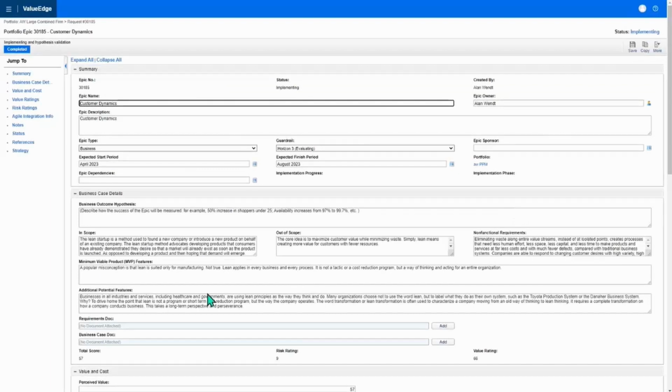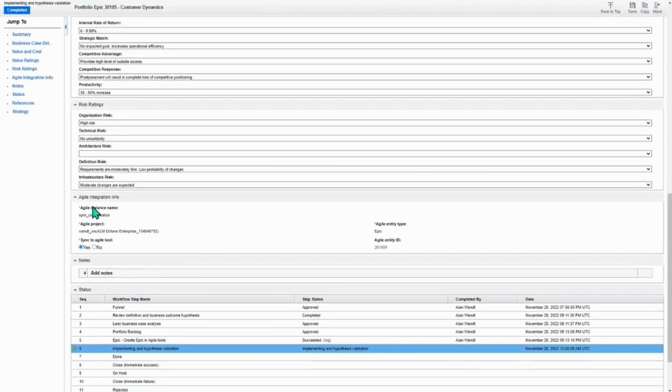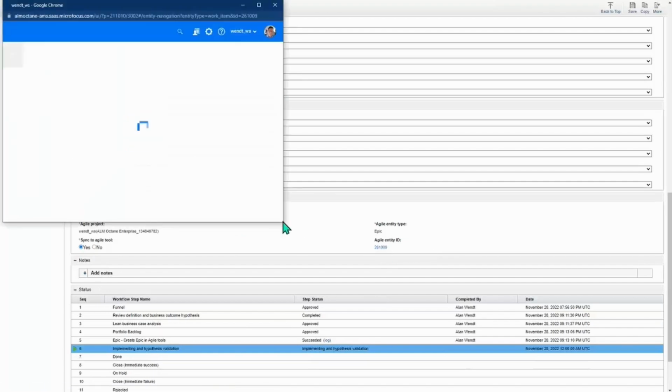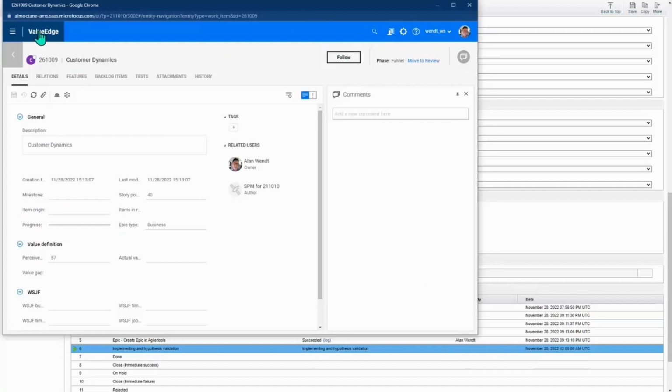As I scroll down, there's a new section that is displayed called Agile Integration that has both a hyperlink to that newly created entity downstream and the information here if I want to continue to synchronize changes that I make to this request and those things be synchronized to the downstream Agile. I can toggle that on and off. I'm going to quickly highlight that entity hyperlink. It's going to log into the same solution. Notice we're still logged into Value Edge, but now we're actually in the Agile module.